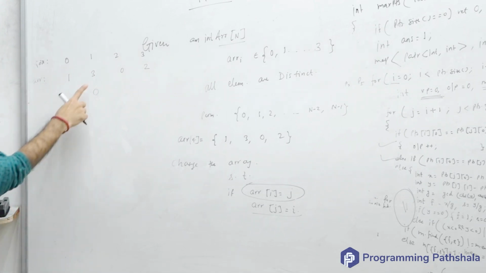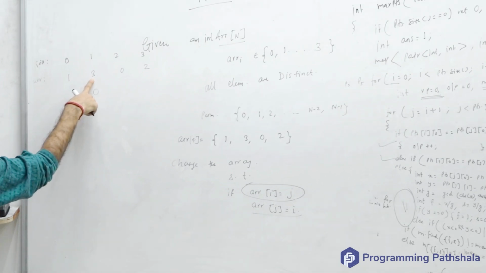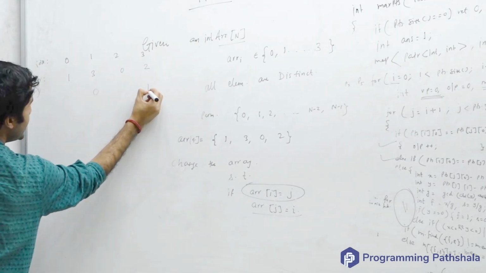Now you come over here. Here you see that array of 1 is 3. If array of 1 is 3, then array of 3 should be made 1. So array of 3 should be made 1.